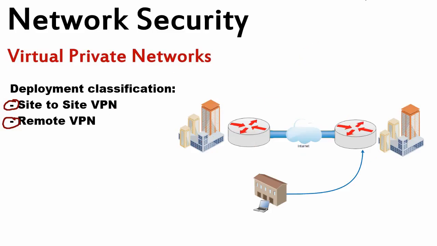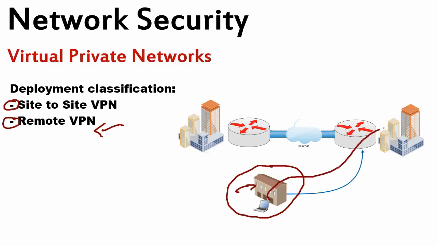The second type of VPNs is a remote VPN. It is over here. And in this case, we are at home. What we want to do is connect to a server that is over here. It can be our workplace, or let's say that is our office, whatever, or maybe you're in a hotel and you want to connect to your home network. This is a remote VPN connection.